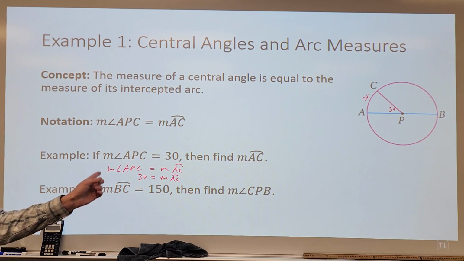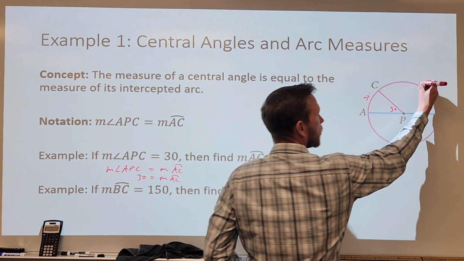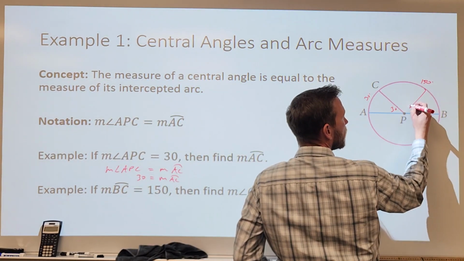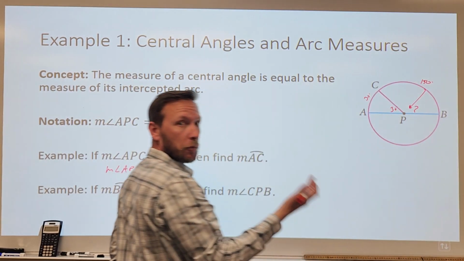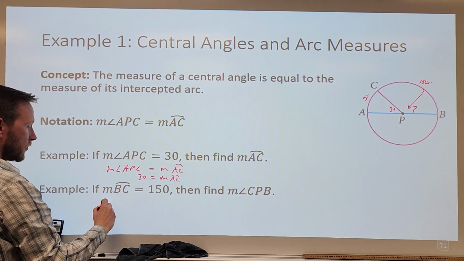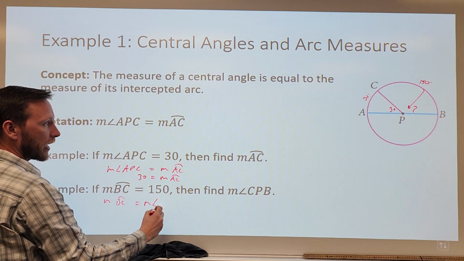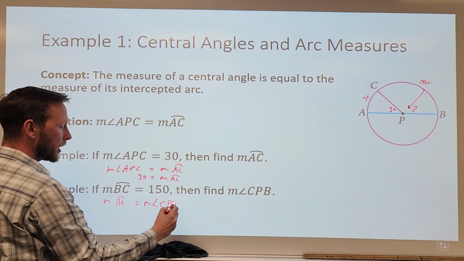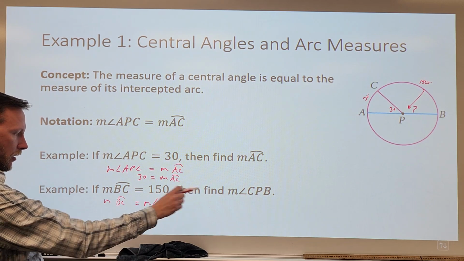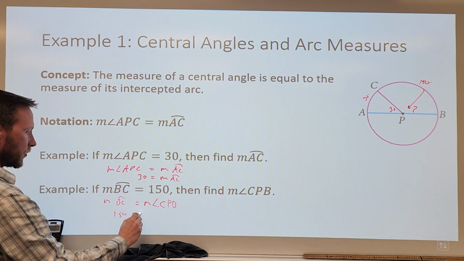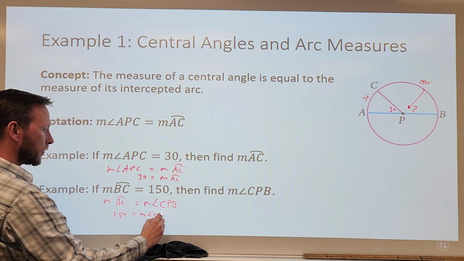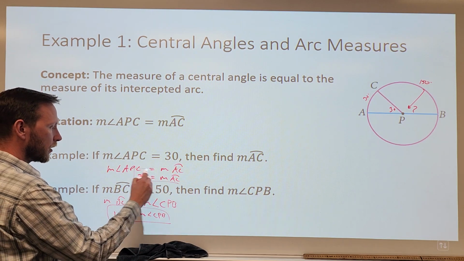If the measure of arc BC is 150 degrees, then what is the measure of this angle? Well, it should be the same, right? The measure of arc BC is going to equal the measure of angle CPB. And so 150 is going to be the measure of angle CPB. All right? This is the thinking.